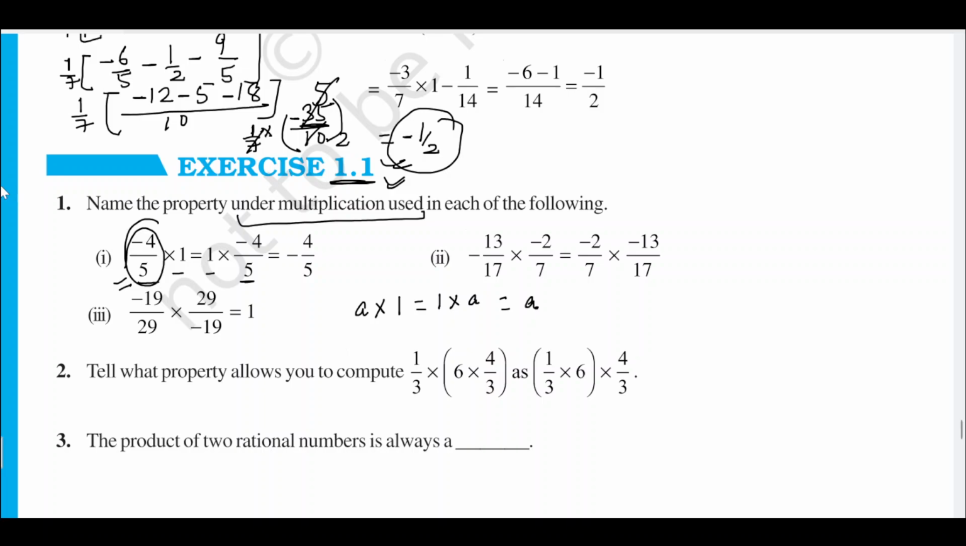And in case of multiplication, we can also say that it is a case of commutativity of multiplication. That is, 1 is also a rational number. A rational number A into B is the same as B into A. So this is also commutative. We have exchanged the position. Similarly, minus 13 by 17 into minus 2 by 7 is minus 2 by 7 into minus 13 by 17.